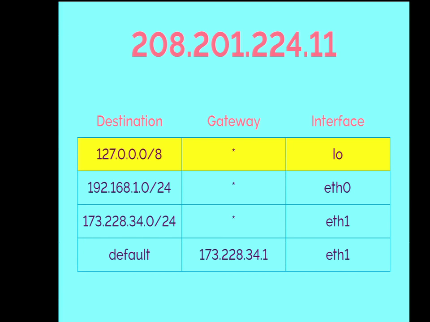Still doesn't start with 127. Also doesn't start with 192.168.1. Also doesn't start with 172.228.34. So just like last time, we fall back to the default gateway. Here we can see it's 173.228.34.1, and we're going to use the ETH1 interface.